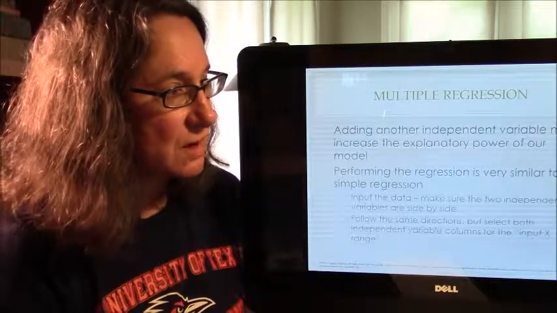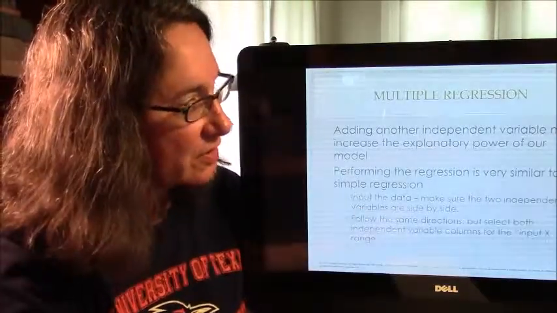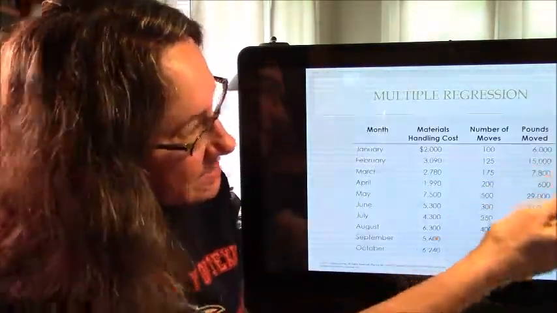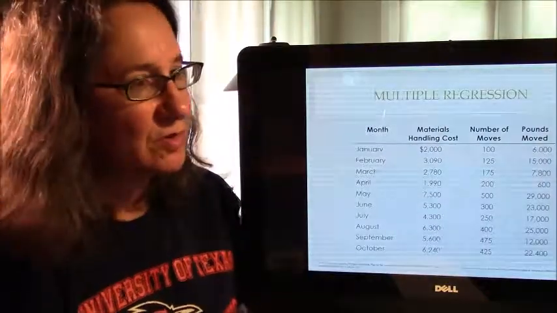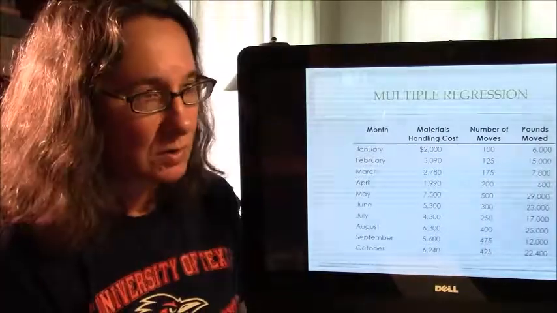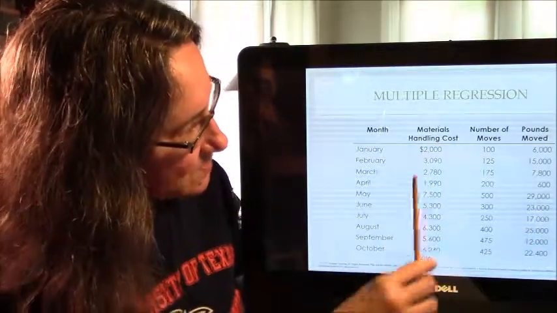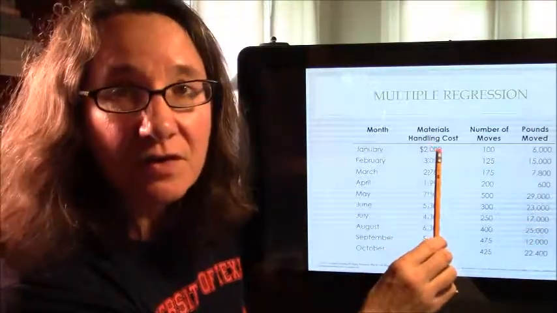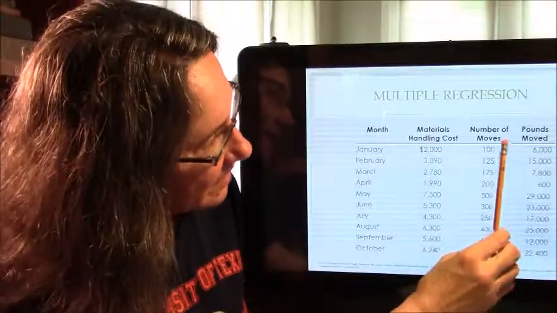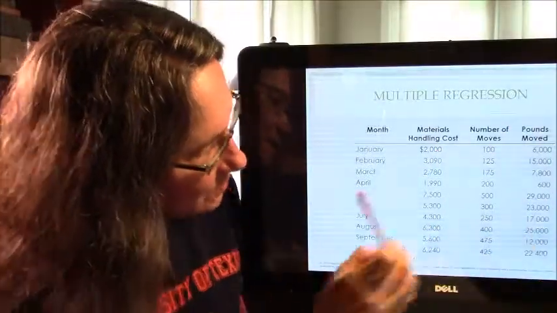It's not that much harder. Really, you just have an additional column of numbers. You don't have to do this in Excel, but if you were, it's just like, here's another aspect of my data. So we still have our cost, but now we've got number of moves and pounds moved.